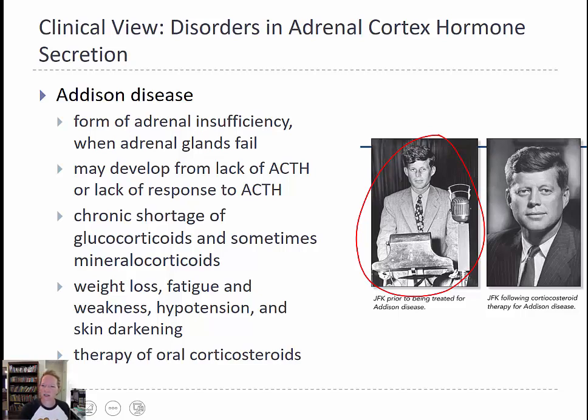So that's showing after he's given corticosteroids, that's one of the treatments. You're given oral corticosteroids. If your body's not making corticosteroids, then you are going to take them orally, and you can see the change that happens from that.